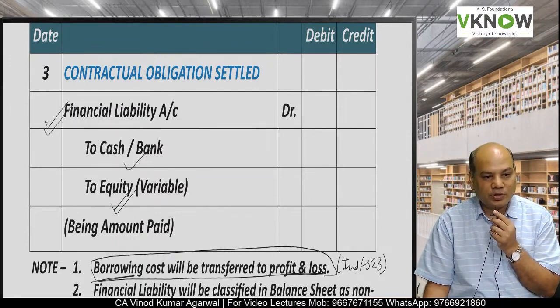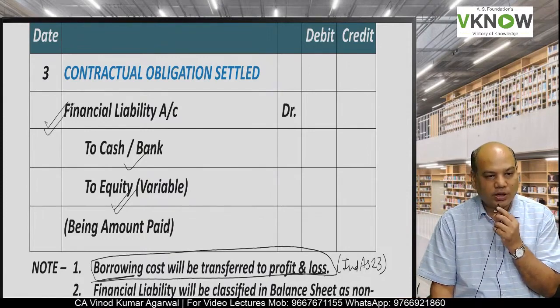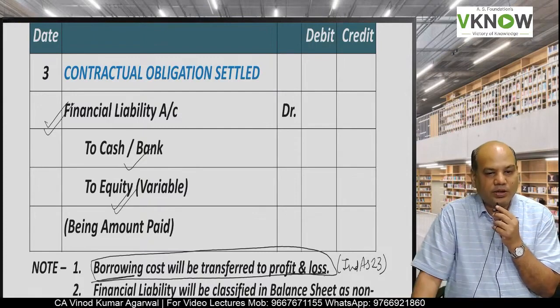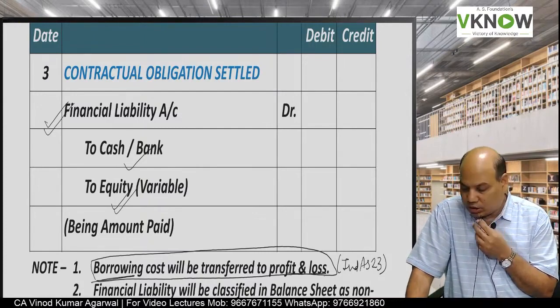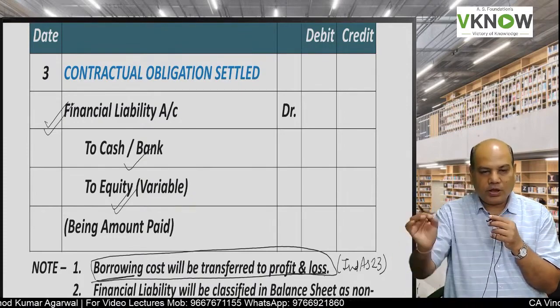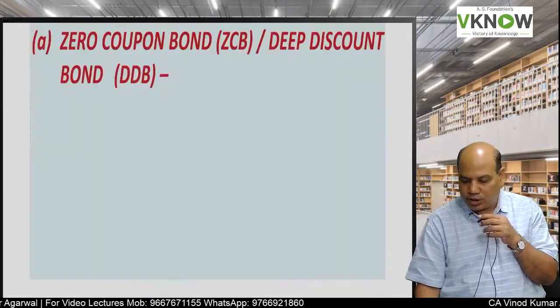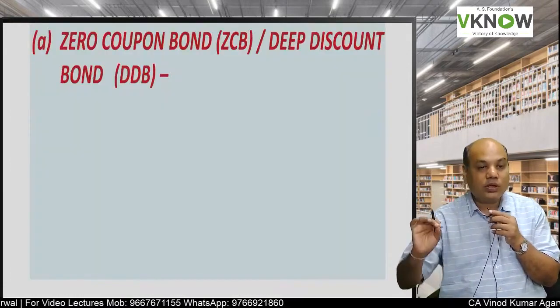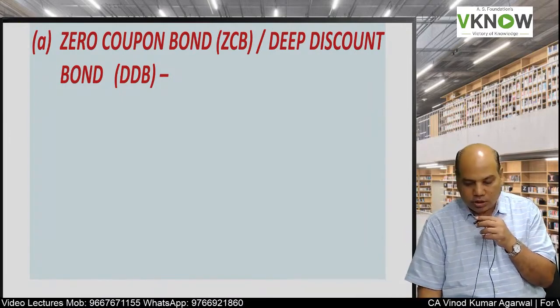Second, in the balance sheet, the financial liability will be treated as a non-current liability or current liability depending upon the due date of the payment. If the amount is payable within 12 months, that portion will be treated as current, and if the amount is payable beyond 12 months, that portion will be treated as non-current.